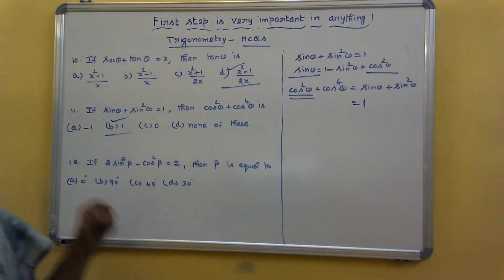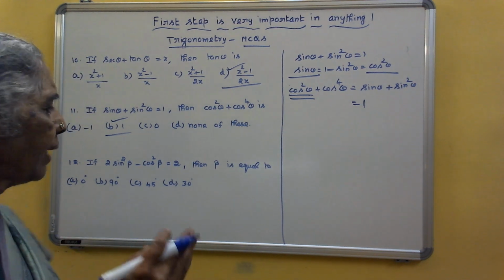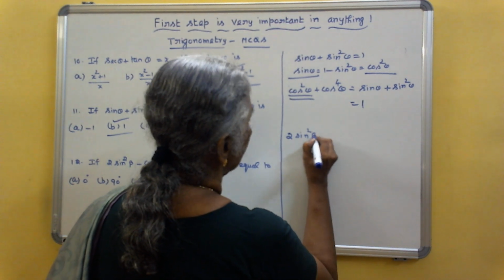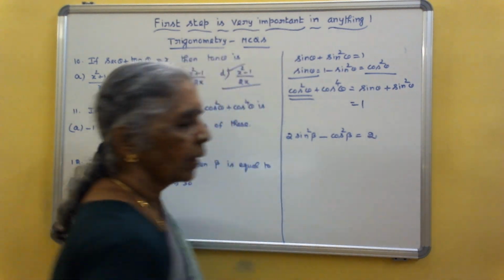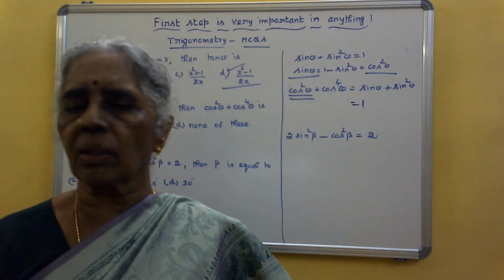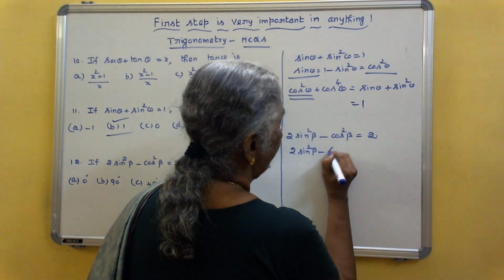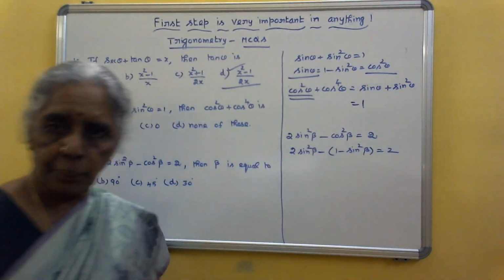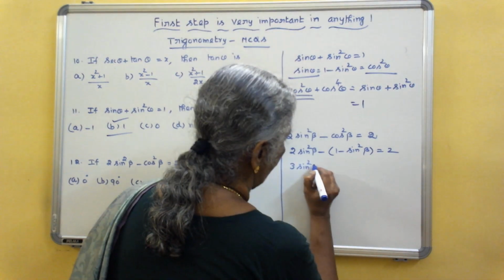If 2 sin squared beta minus cos squared beta is equal to 2, then beta is equal to, 4 options are given. 2 sin squared beta minus cos squared beta is equal to 2. Either you have to convert sin squared beta in terms of cos squared or cos squared in terms of sin squared. Okay. I am keeping the 2 sin squared beta. I am writing the cos squared beta as 1 minus sin squared beta. You remove the bracket. You will get 2 sin squared plus 1 sin squared, that is 3 sin squared beta.